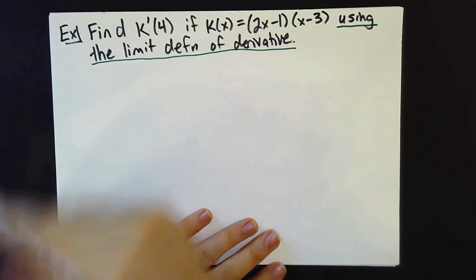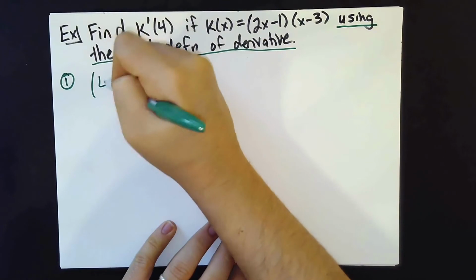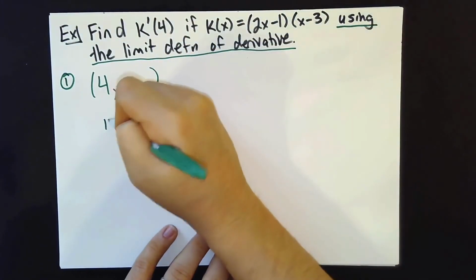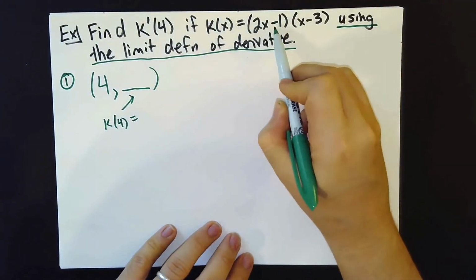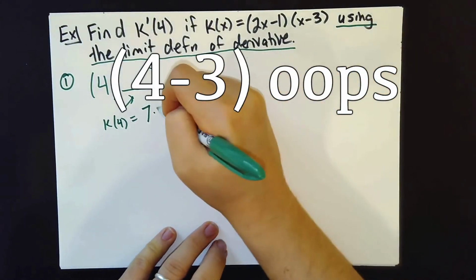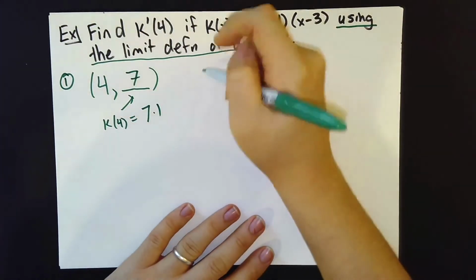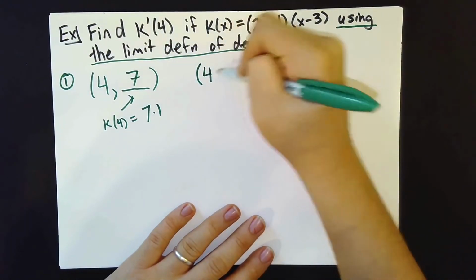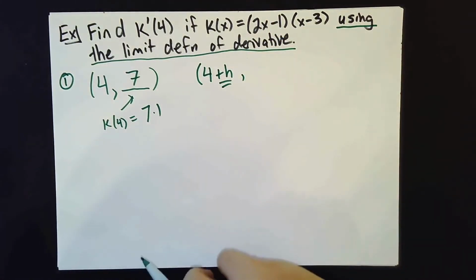Okay, so again, following our procedure. Step 1, write down the points. So we have 4, comma, and then this is supposed to go ahead and be k of 4, which is 2 times 4 minus 1, so that is 7, times 4 minus 1, that's 1. Okay, so this is 7. So that's our first point. And then our second point is going to be 4, and then we can't forget our plus h. This is the magic sauce that goes into all of this.